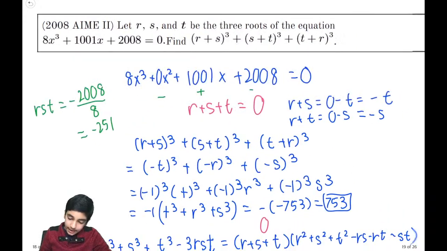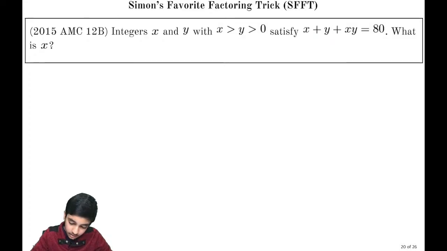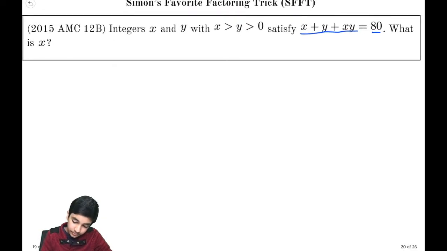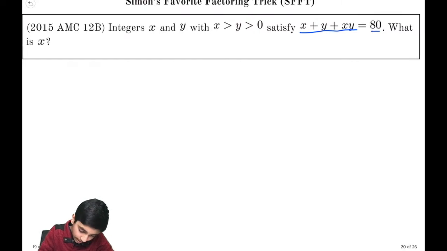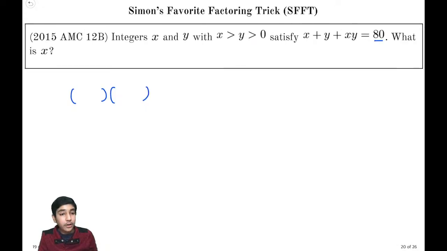Okay, so now let's take a look at our next problem. So now we're going to look at Simon's favorite factoring trick. So by Simon's favorite factoring trick, we know that x plus y plus xy is 80. We want to find the value of x. So from here, we can rewrite it using the trick. We want to get x, y, and xy terms. In general, Simon's favorite factoring trick is always useful whenever you have xy terms, x terms, and y terms. It gives us a nice way of combining all of them and making it easy for us.